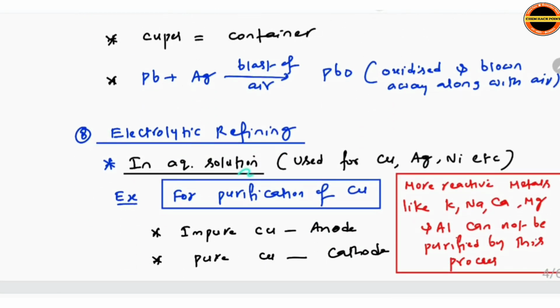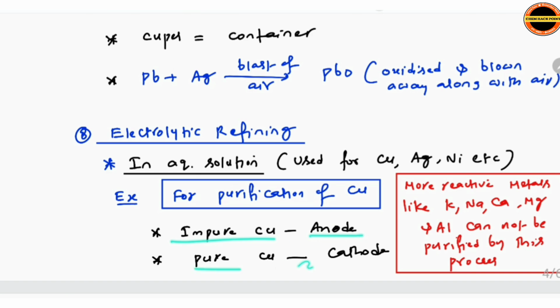Electrolytic refining in aqueous solution is used for copper, silver, nickel, etc. Remember, more reactive metals like potassium, sodium, calcium, magnesium, aluminum cannot be purified by this process. Because in this electrolytic process, H2, that is hydrogen, is more reactive, having a higher SRP value. So hydrogen undergoes reaction at the cathode instead. So we should not use these more reactive metals for electrolytic refining, because the more reactive hydrogen in terms of SRP undergoes reaction.